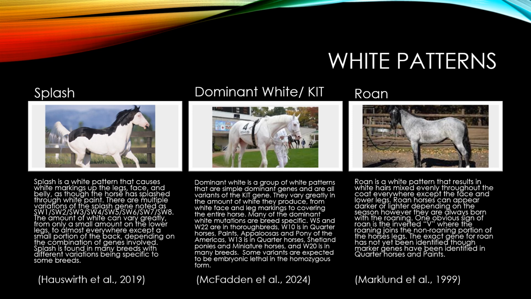Roan is a white pattern that results in white hairs mixed evenly throughout the coat, everywhere except the face and lower legs. Roan horses can appear darker or lighter depending on the season, however they are always born with the roaning. One obvious sign of roaning is the inverted V on the front of the horse's legs, where the roaning joins a non-roaning portion of the limb. The exact gene for roan hasn't yet been identified, though marker genes have been identified in Quarter Horses and Paints.